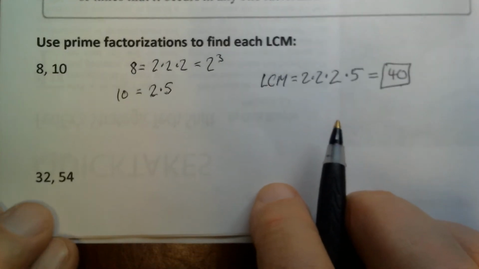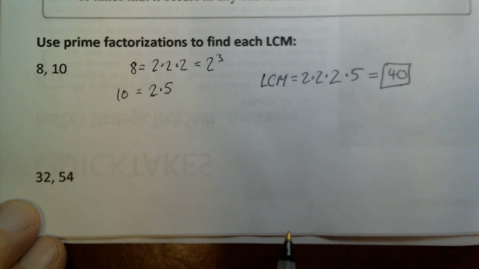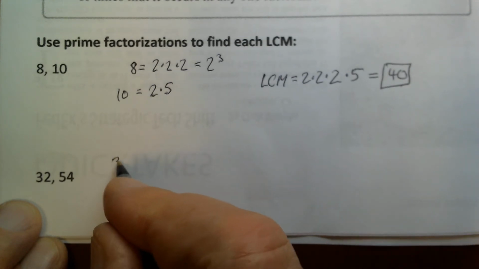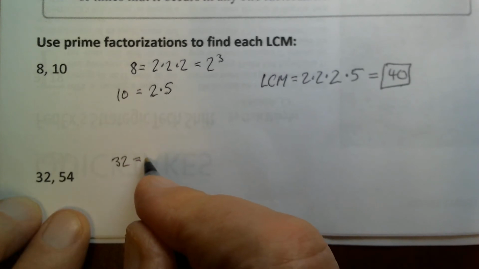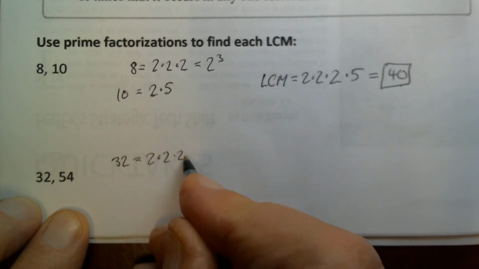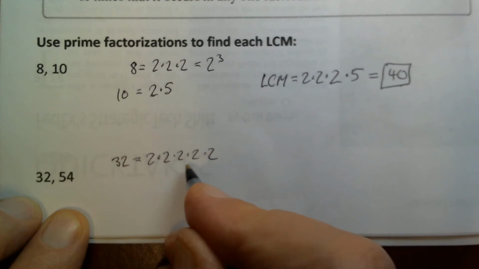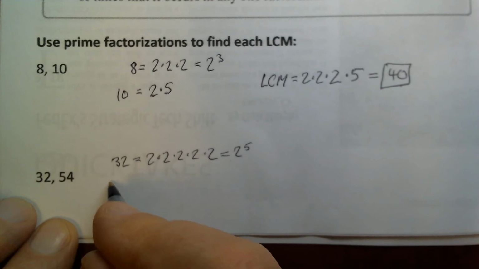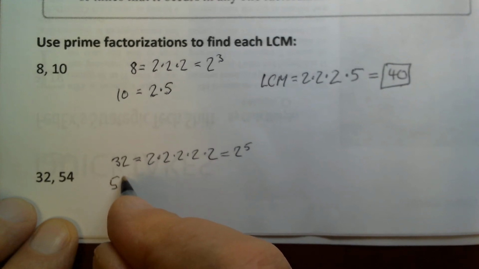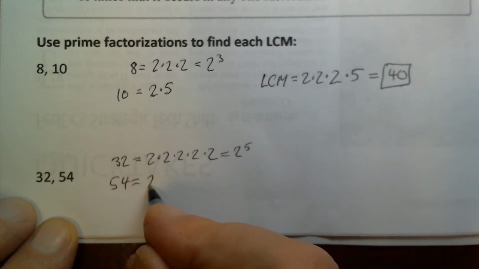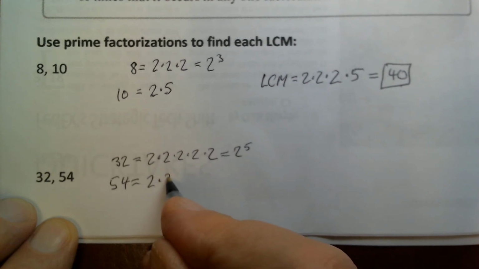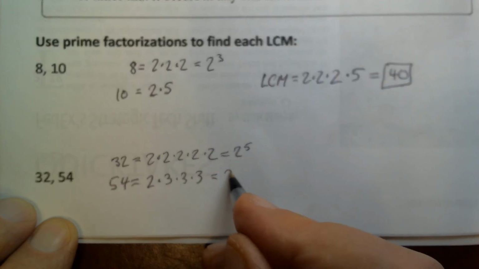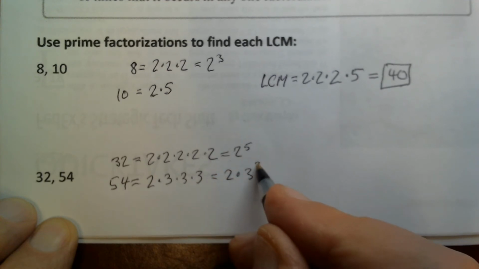Okay, let's look at the two numbers 32 and 54. So 32, the prime factorization is 2 times 2 times 2 times 2 times 2, or 2 to the 5th power. And 54 is equal to 2 times 3 times 3 times 3, or 2 times 3 to the 3rd.